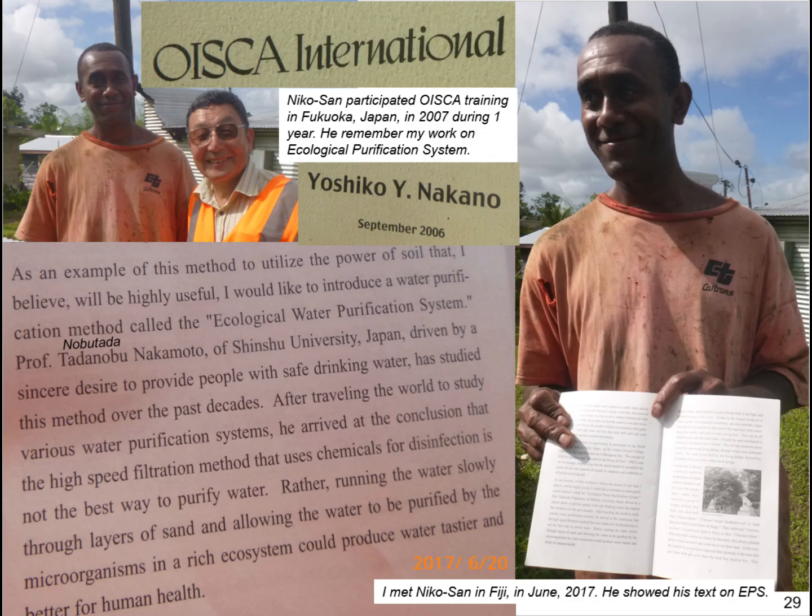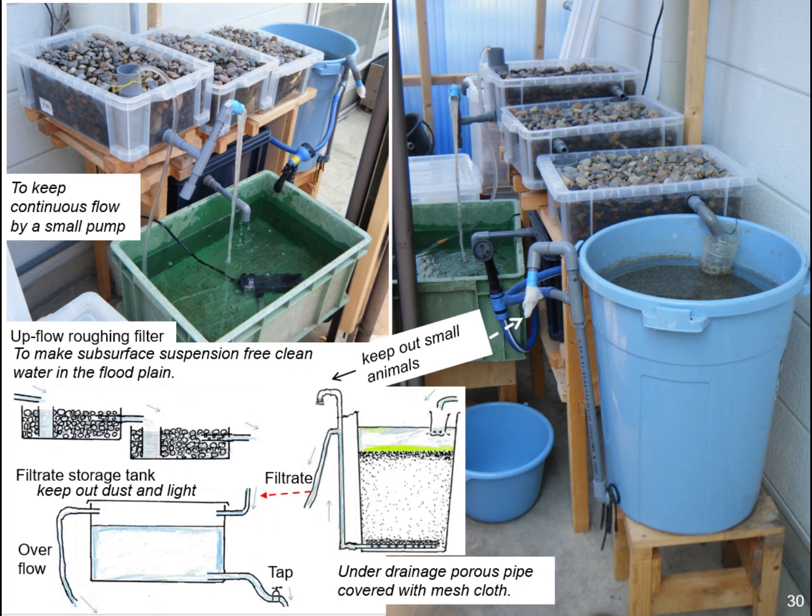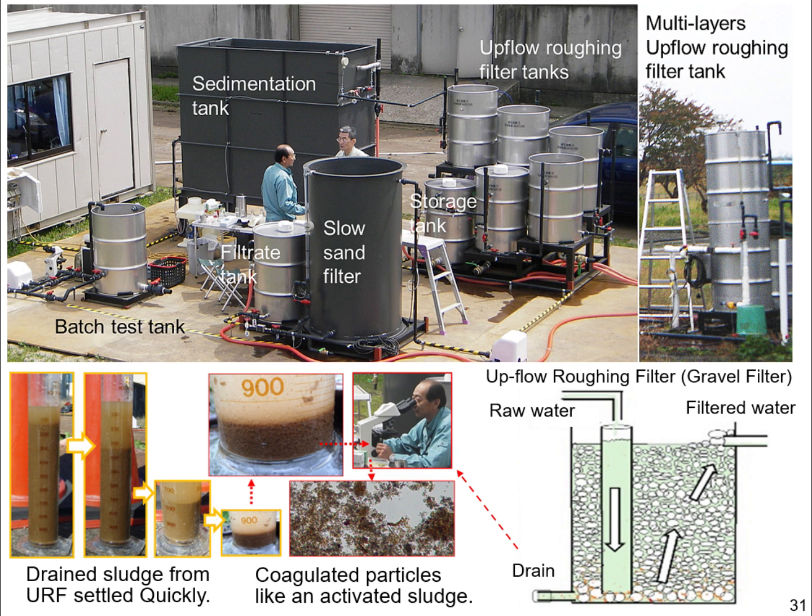I met Nico-san in a village in Fiji in 2017. He showed his textbook on EPS. He learned about EPS in Japan. I also examined the function of EPS at my house. This was a circulation model. Our members of the NGO Community Water Supply Support Center of Japan examined EPS function using a pilot scale model. We found that sludge is similar to coagulated particles, like an activated sludge.